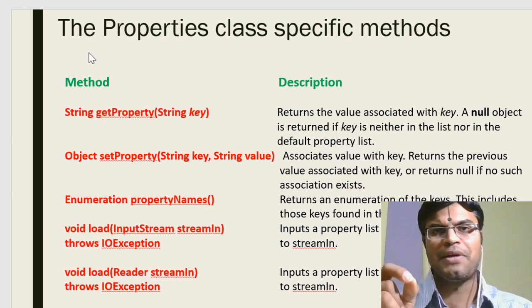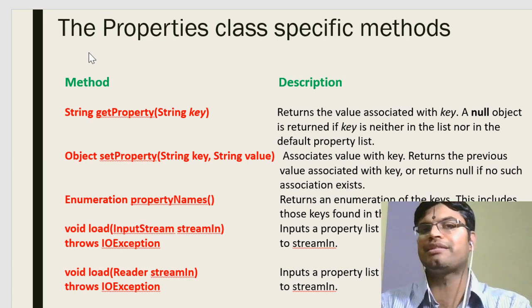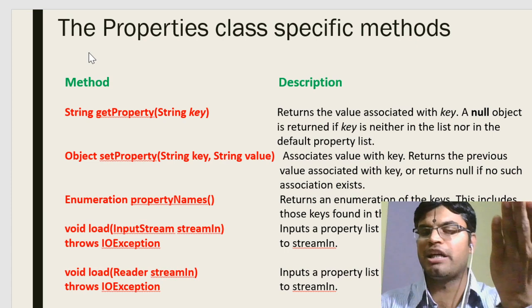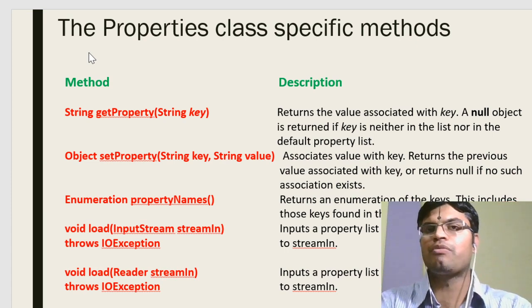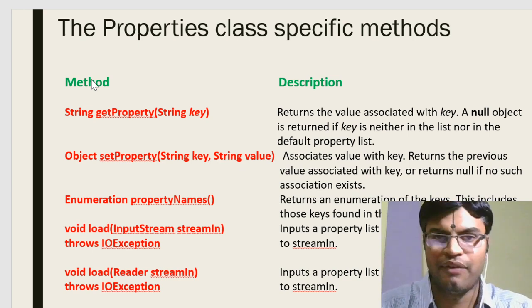Now the set property is basically used to set a new property, that is, a key and value. So in this case, I have to give two parameters: the key, and at that key what value I want to store. For that reason, we have used an inbuilt function called the set property function.